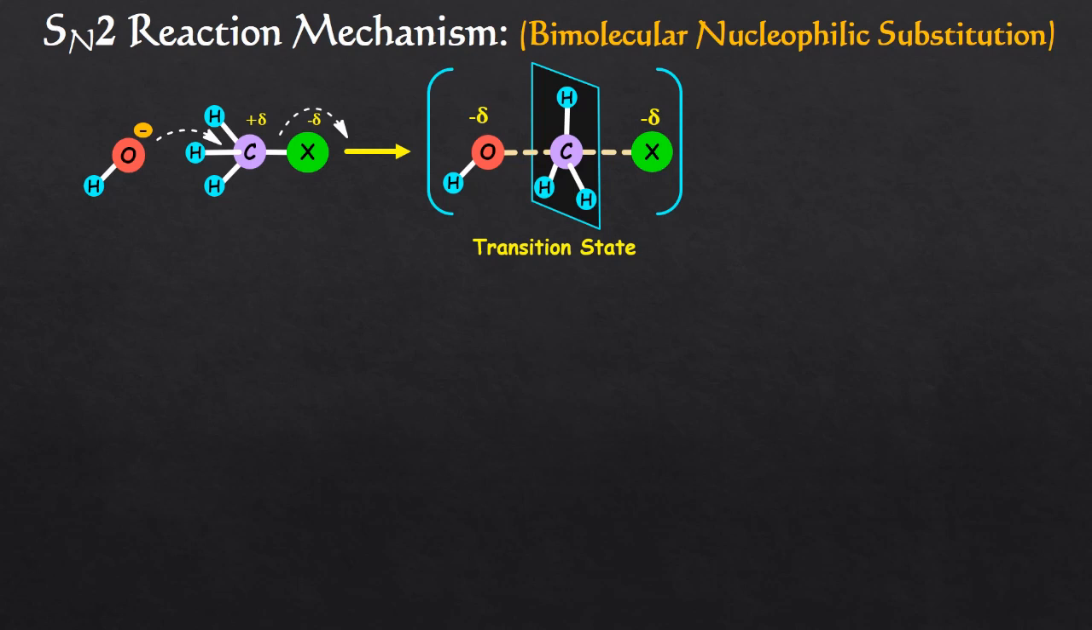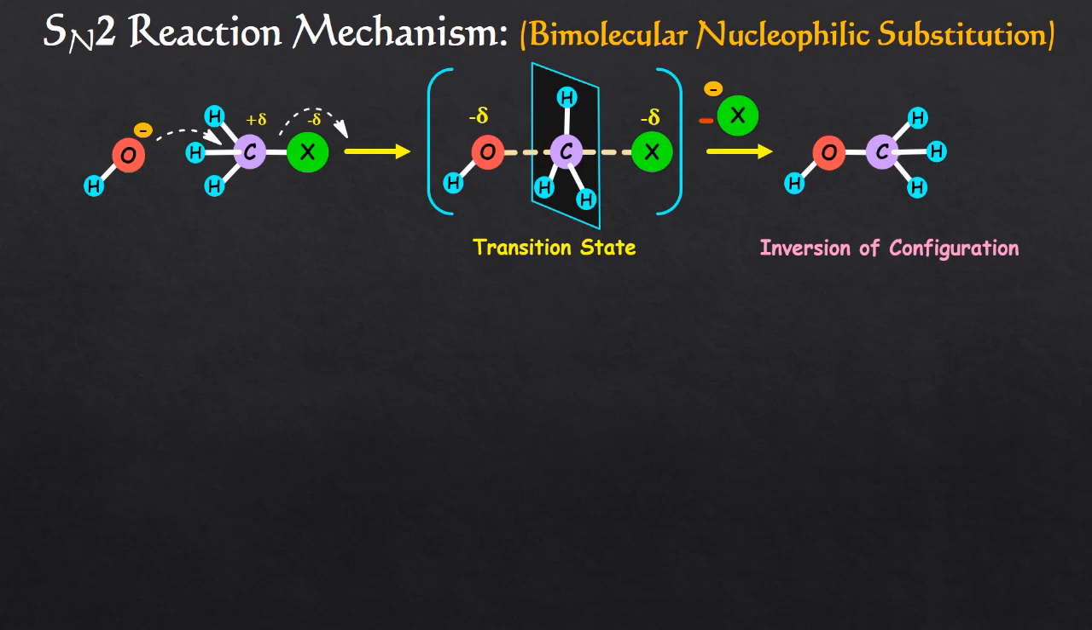Eventually, the nucleophile will make a pure sigma bond with the carbon, and the bond between the carbon and leaving group will be completely broken. And this attacked carbon will regain the tetrahedral shape with inverted configuration. So it is clear that SN2 reaction always proceeds with inversion of configuration. It is also known as Walden inversion.